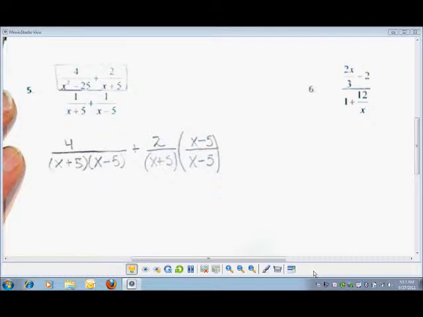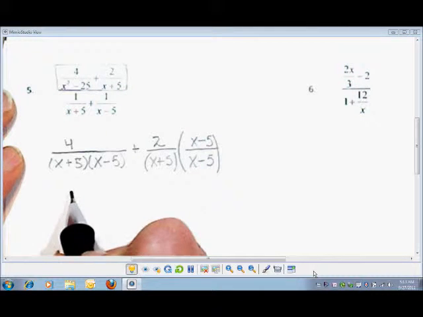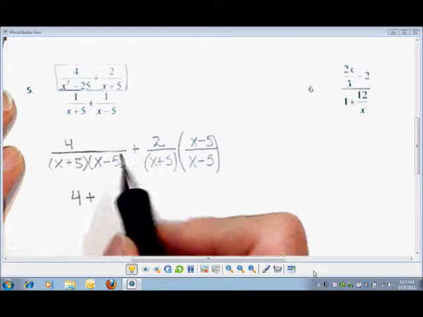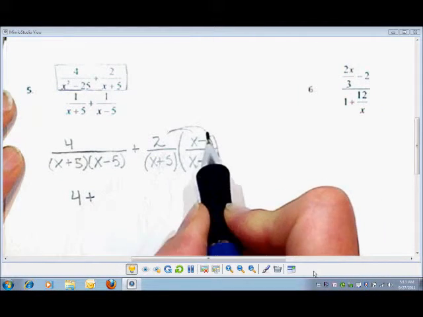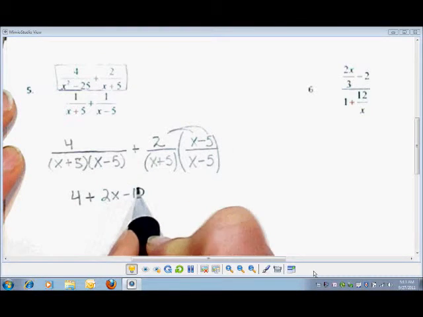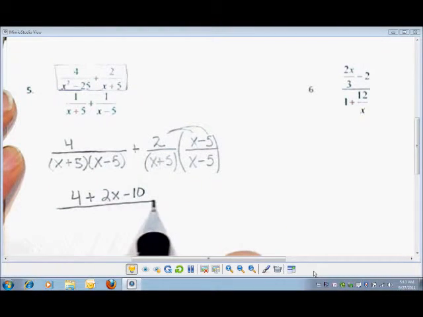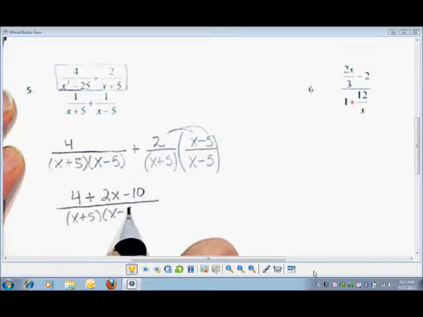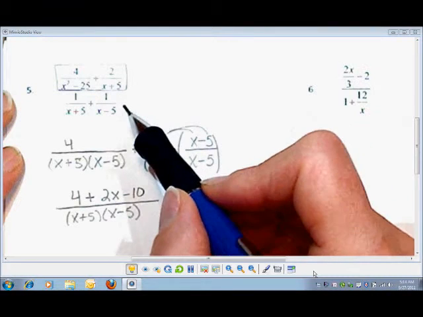So that's my number 1. Then this fraction can be rewritten as 4 plus, I'm going to go ahead and distribute this in, 2x minus 10, all over x plus 5 times x minus 5. I have to remember that's just my numerator. Now I need to do my denominator.